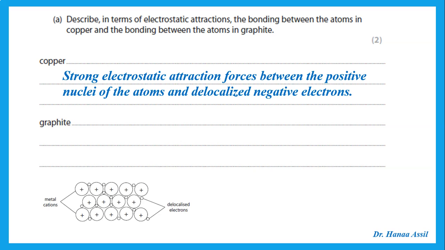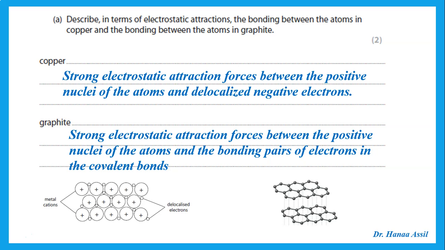What about graphite? Now you should remember that graphite has covalent bonds. What kind of electrostatic attractions do we have in a covalent bond? So you're really actually explaining covalent bonds. Remember, you're not explaining the attractions between the layers. If you remember when we were defining covalent bonds, we were saying the covalent bonds are strong electrostatic attraction forces between the positive nuclei of the atoms and the bonding pairs of electrons in the covalent bond.